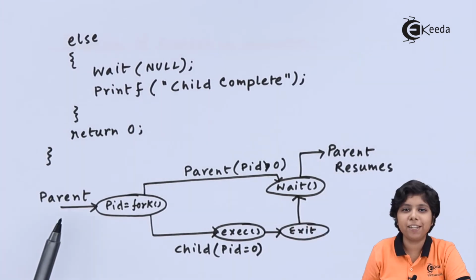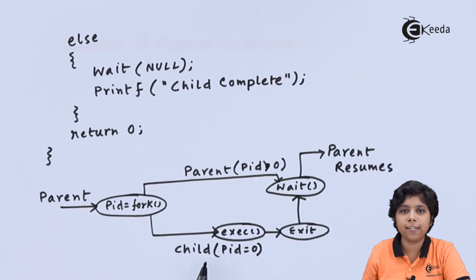So here the parent is creating a child process using the fork call, and if the PID is equal to 0, then the child is executing, and on exiting, the child process returns to the waiting call of the parent, which then resumes the parent's operation. Again, if the fork call returns a PID greater than 0, then the parent can go directly to the wait call.